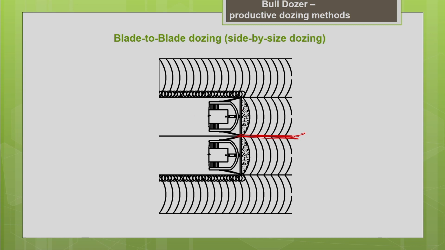But there will be some additional time taken for maneuvering. So the operator should be skilled enough to maneuver both the bulldozers in such a way that the blades are closer. By this I can reduce the end spillage at the end of the blade. Obviously the spillage is here, but it can be reduced here. But this cannot be adopted for very short haul distances, because you need sufficient time for maneuvering. So there should be some sufficient distance so that you can maneuver.